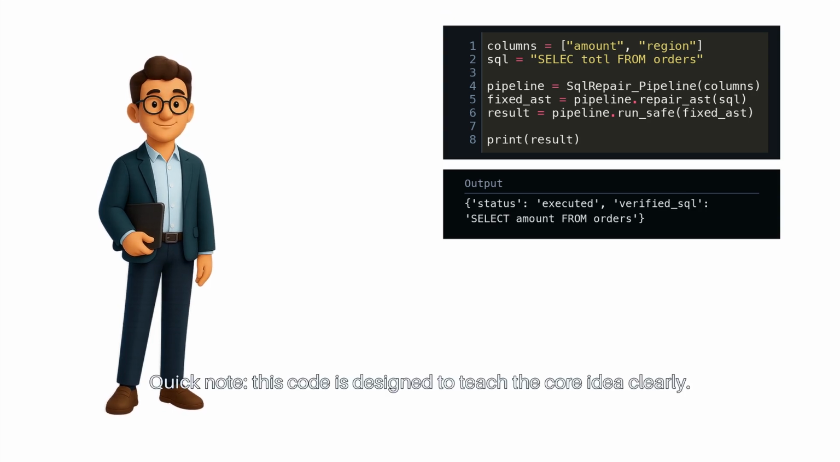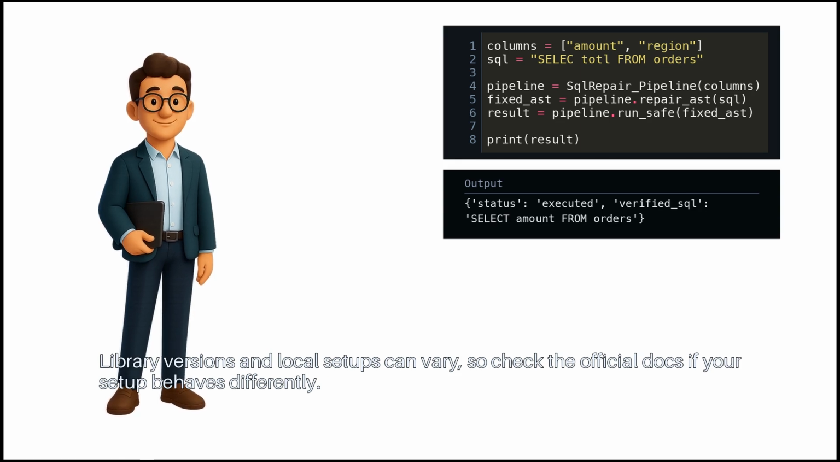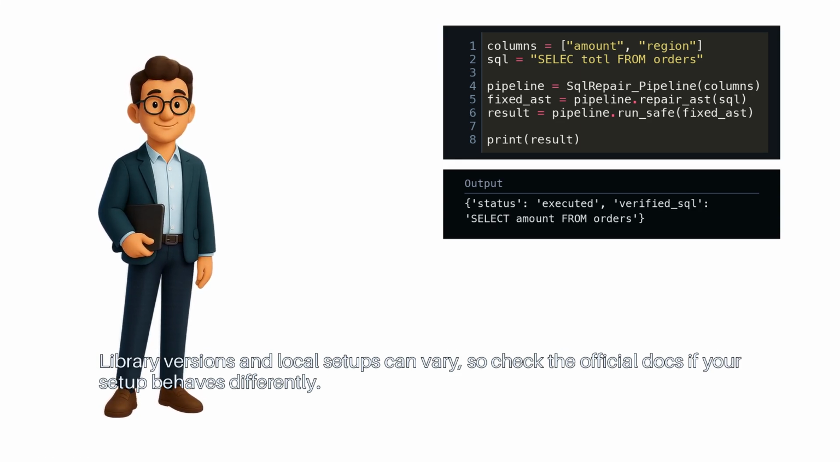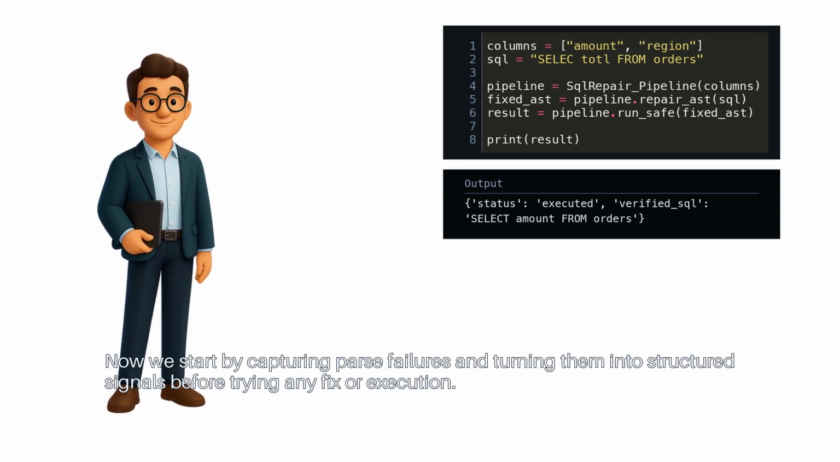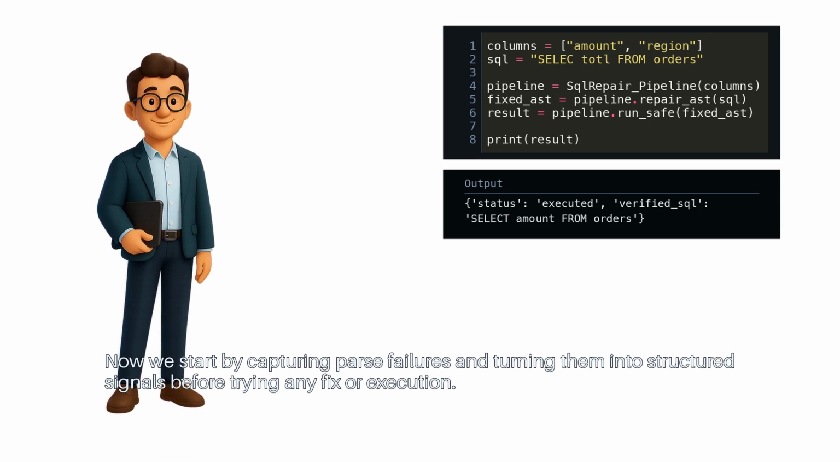Quick note: this code is designed to teach the core idea clearly. Library versions and local setups can vary, so check the official docs if your setup behaves differently. Now we start by capturing parse failures and turning them into structured signals before trying any fix or execution.